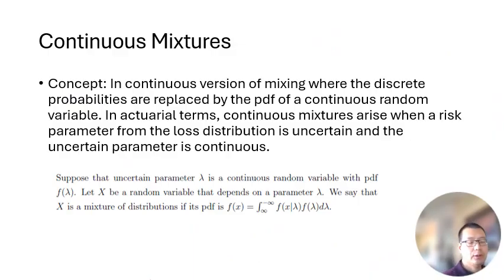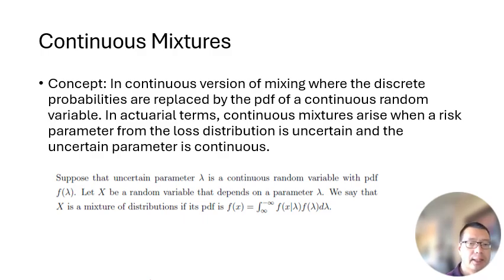Previously we talked about discrete mixtures. Now we are going to talk about continuous mixtures. Conceptually, in the continuous version of mixing, the discrete probabilities are replaced by the PDF of a continuous random variable. In actual terms, continuous mixtures arise when a risk parameter from the loss distribution is uncertain and the uncertain parameter is continuous. Let's look at this example, maybe it's a little clearer than the words.